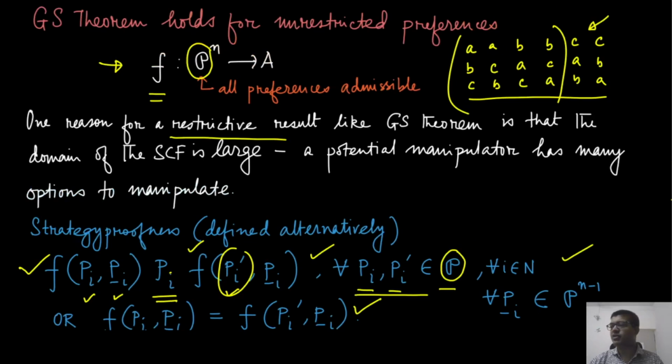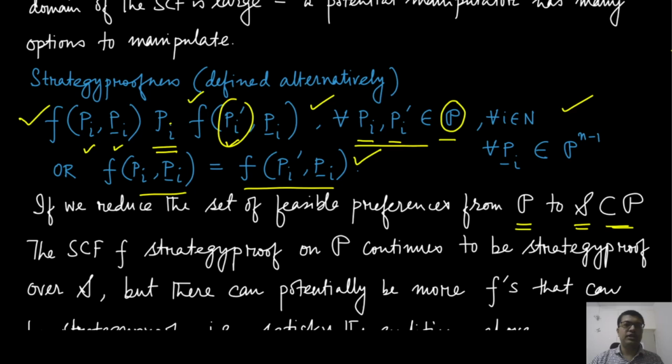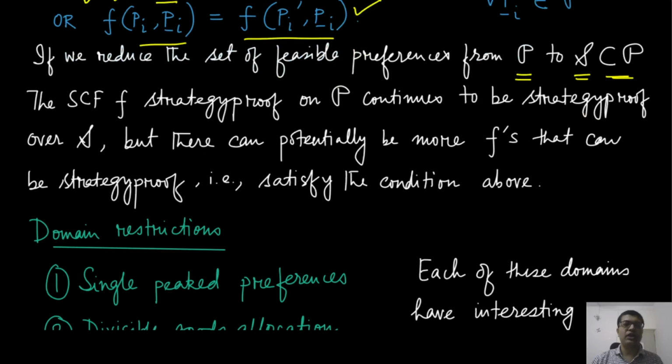As an extreme case, if you have only one preference profile in this space, then you know that this is immediately strategy proof, because the players cannot manipulate to anything else as they do not have any other choice. That restriction is what we are going to call the domain restriction. So the domain of the social choice function is getting restricted, and that may give us, and we'll see a few examples, more social choice functions which are strategy proof and also non-dictatorial. We don't want to use dictatorship, as that becomes a very degenerate mechanism.